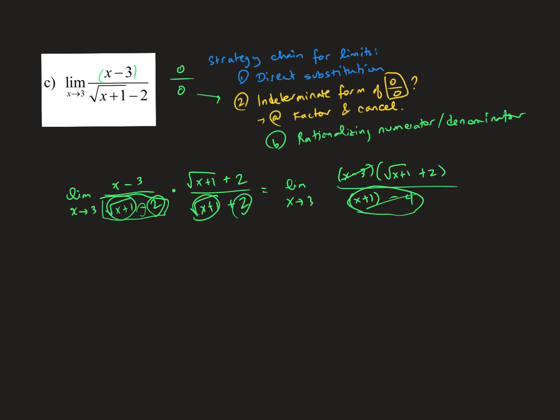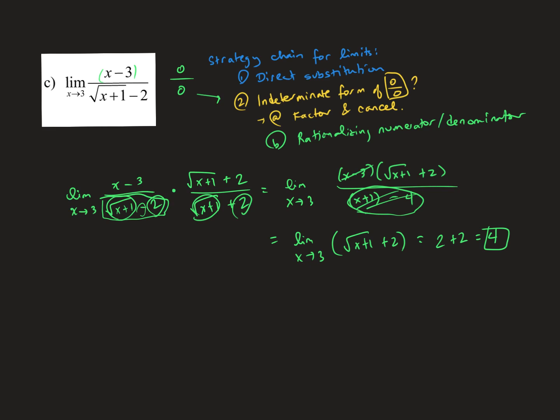So now that I've canceled out what I call the offending factor, I can go ahead and do my direct substitution again. So I'll show my step here where I canceled it out so it's clear what I did. And now I'm going to do my direct substitution. So when I plug in 3 for x, I get the square root of 4, which is 2, plus 2, and that's 4. So that would be the value of the limit.